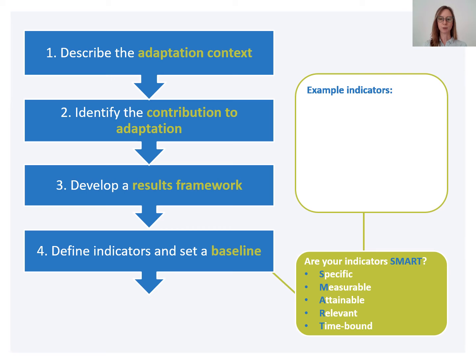So let's look at a few examples of indicators. The first one here is the percentage of new hydroelectric dams that consider future climate risk. Now I'd like you to pause the video for a moment and consider, do you think this is a smart indicator? Or how do you think this indicator could be rewritten to be smarter?